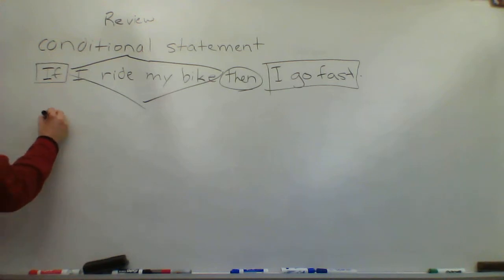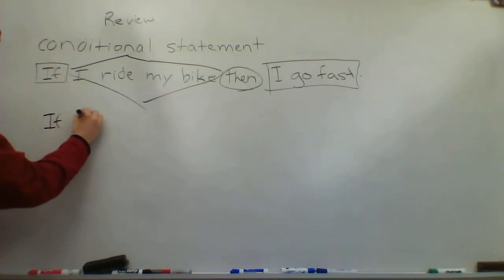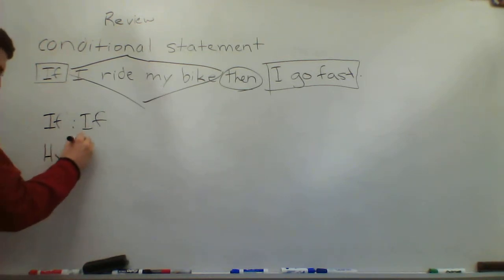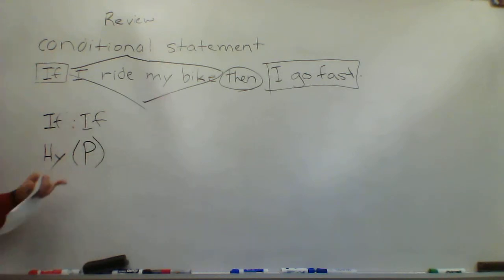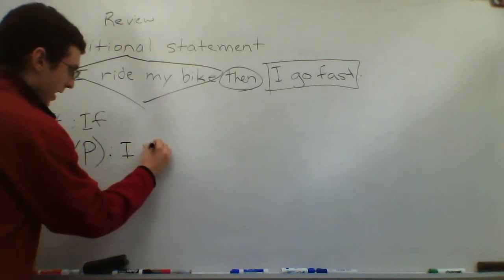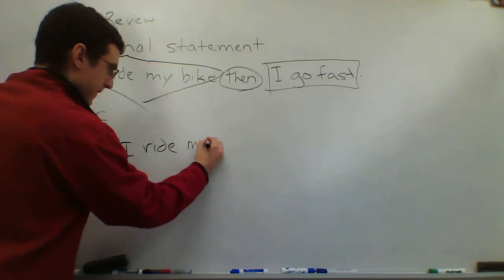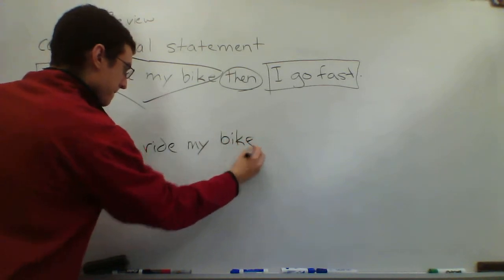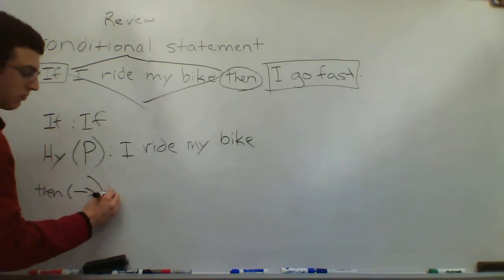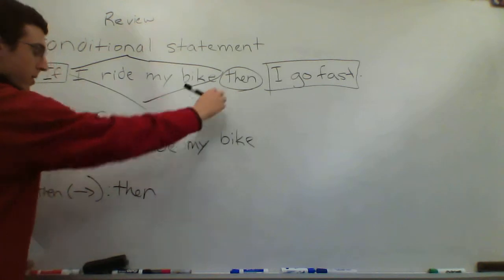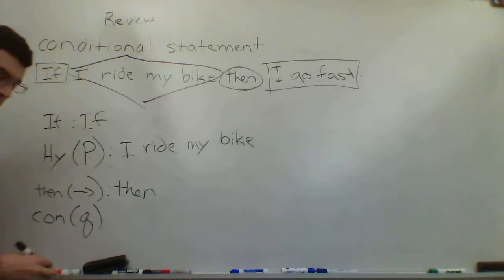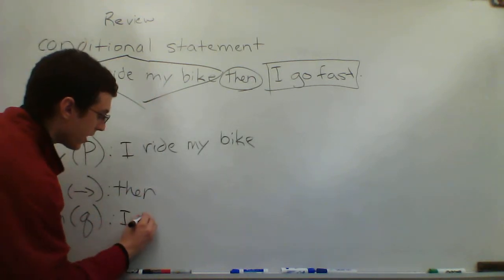So, let's do that here. We have our first part, which is our if. It stays the same. Second part, we have our hypothesis. Hypothesis, as you may remember, is shorthanded P, and that would be I ride my bike. We have our then, which is shorthanded as an arrow. And finally, we have our conclusion, which is shorthanded as a Q, and our conclusion here would be, I go fast.